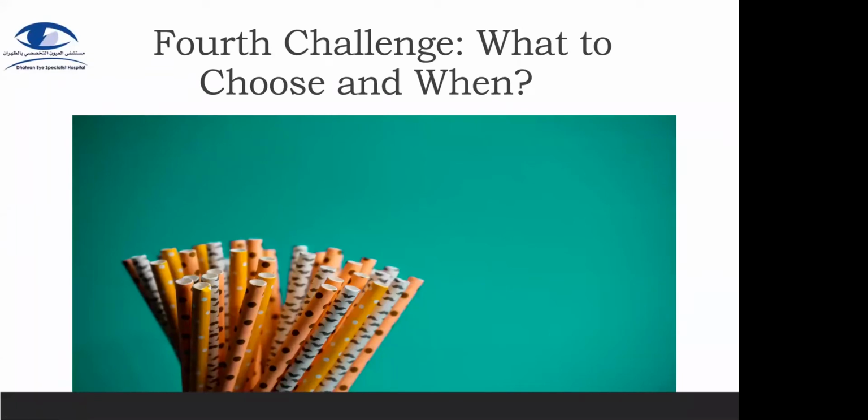Our fourth challenge is what to choose and when. Which mode of treatment would you go for a child with amblyopia? This depends on different factors: the severity of amblyopia and the type of amblyopia. If we're talking about deprivation amblyopia, you would go with removing the causative factor, which is either cataract, corneal scar, or vitreous hemorrhage if it is there. And then you would go with the visual rehabilitation, the usual classic treatment that we go with.